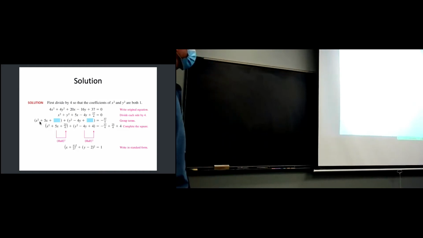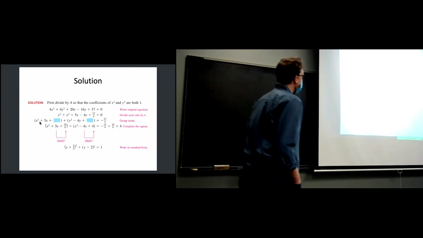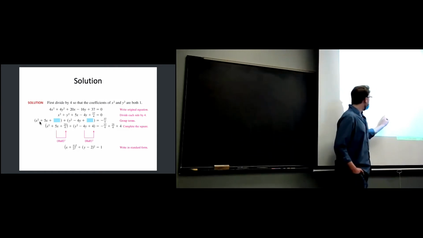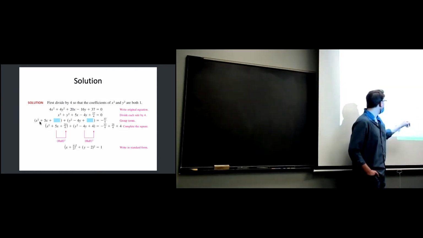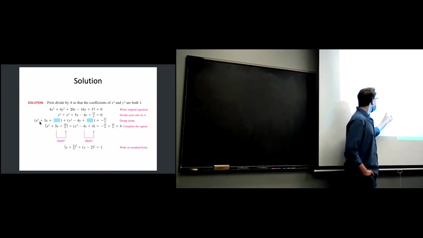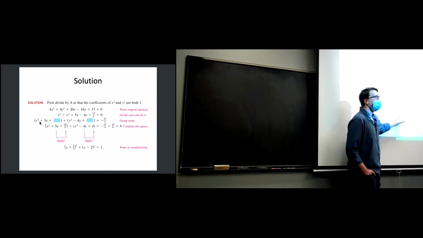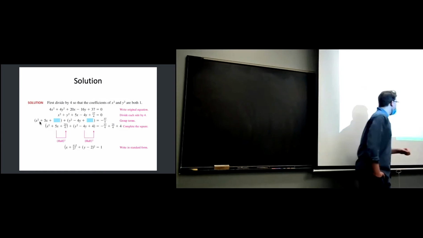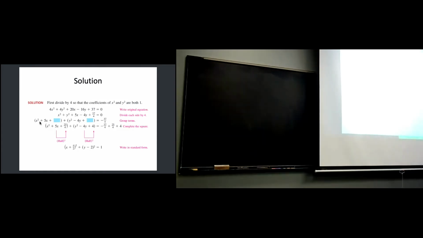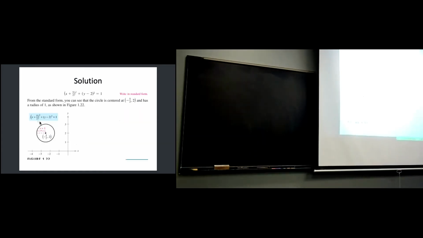So what we've got in this case is a circle of radius 1 centered at x equal to negative 5 over 2 and y equal to 2. I think I've got the picture on the next slide. I do. So we've got a radius of 1 and a circle centered at negative 5 over 2 and 2.